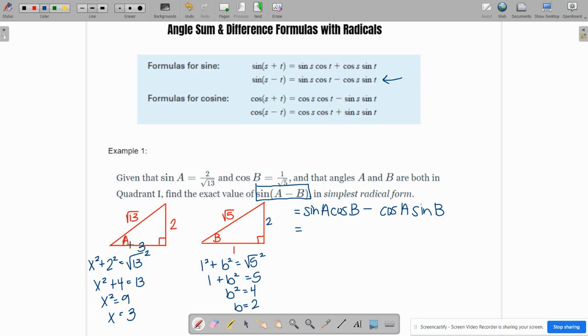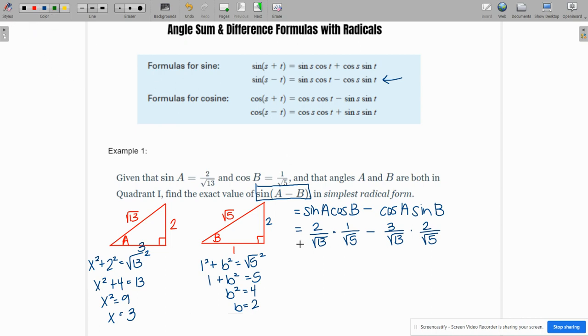So the sine of A would be over here, angle A. The sine would be opposite over hypotenuse, so 2 over root 13, times the cosine of B, which would be 1 over root 5, minus the cosine of A. So here's A. The cosine would be 3 over root 13, times the sine of B, so opposite over hypotenuse, 2 over root 5. So our job here is really just using algebra and making sure that this is completely simplified, that it doesn't have any radicals in the denominator, things like that.